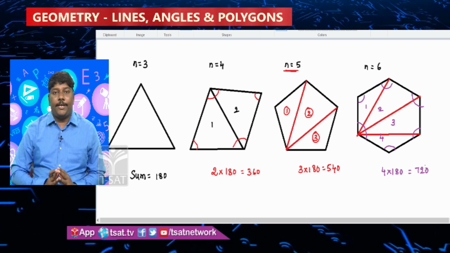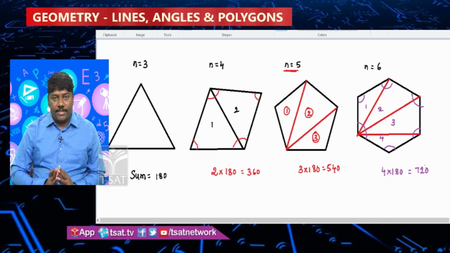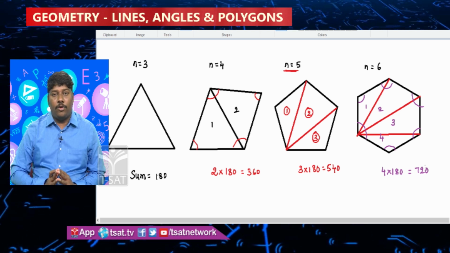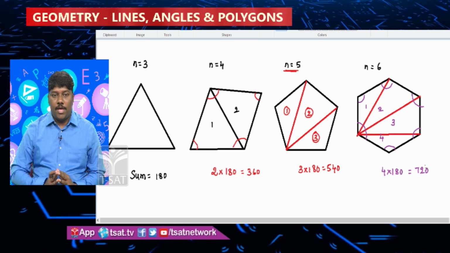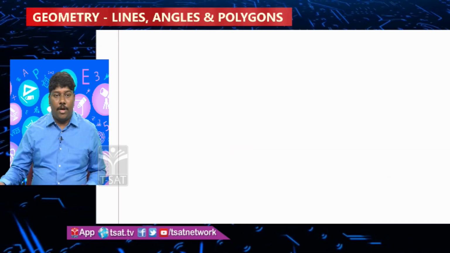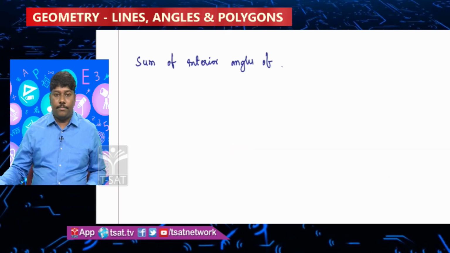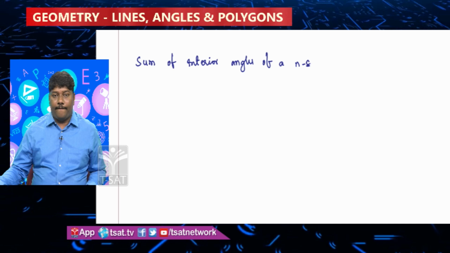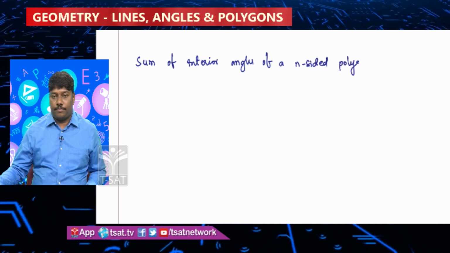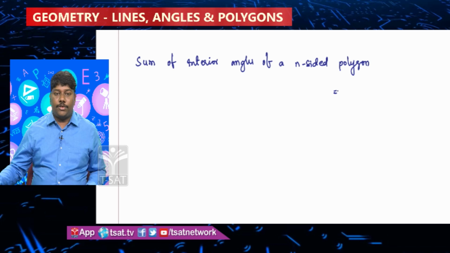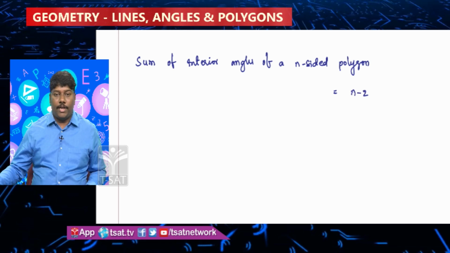So for an n-sided polygon, the number of non-overlapping triangles that you can draw in that polygon is n minus 2. Therefore, sum of interior angles of an n-sided polygon is equal to (n minus 2) into 180.